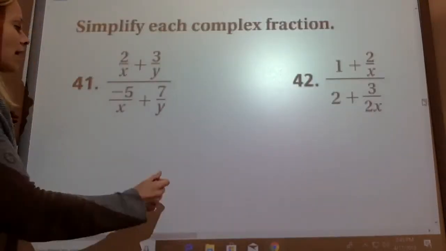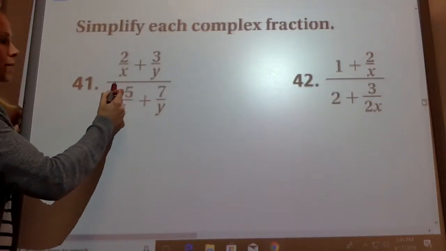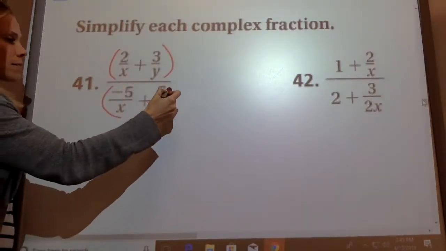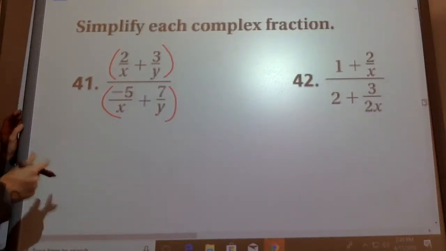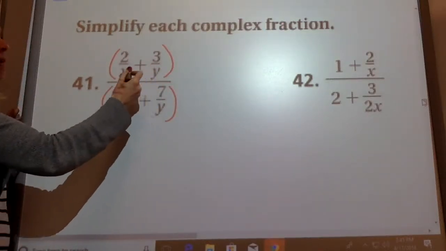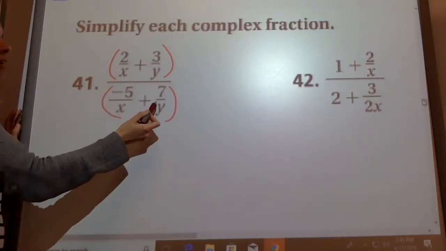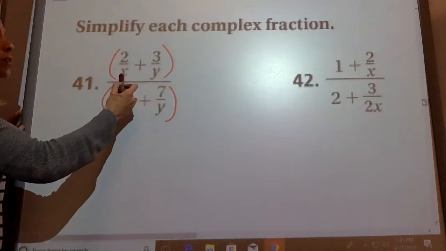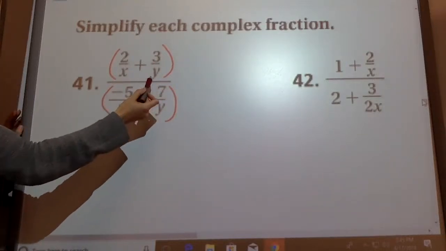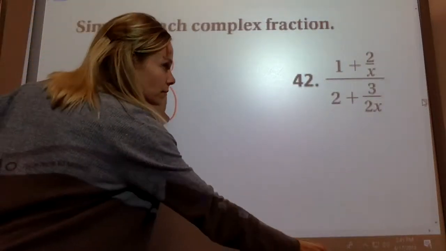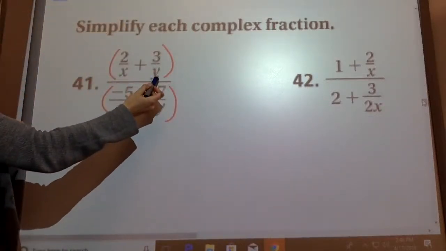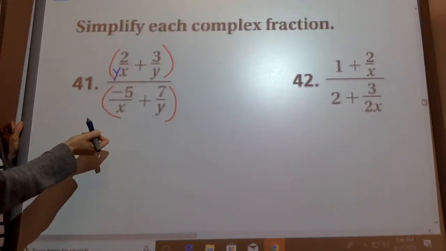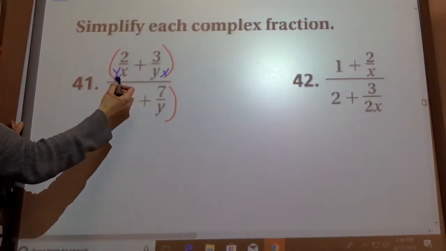See this? This is my division right here. So I'm taking this top divided by this denominator. Now, before I can flip and multiply, I need to make the top into 1 fraction, and I need to make the bottom into 1 fraction. So looking at just the numerator here, how do I get a common denominator? What would be my common denominator between x and y? xy. So I give this one a y and give this one an x, and now they match.